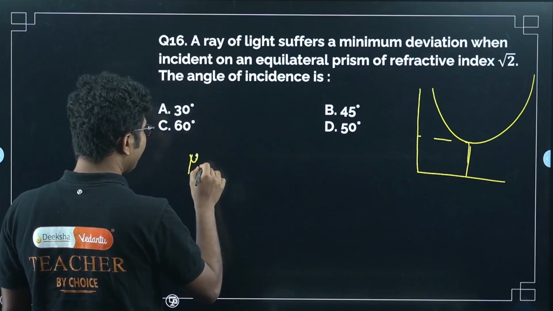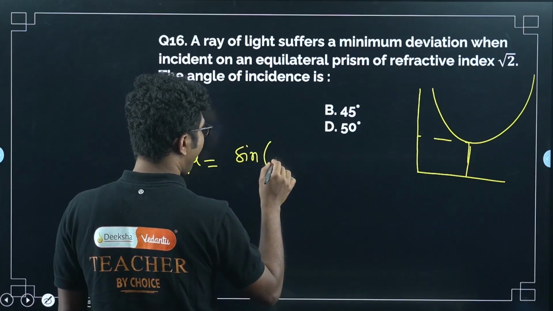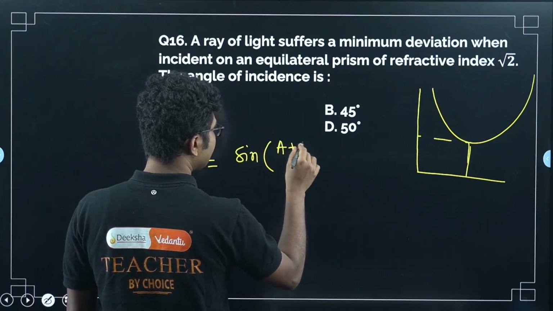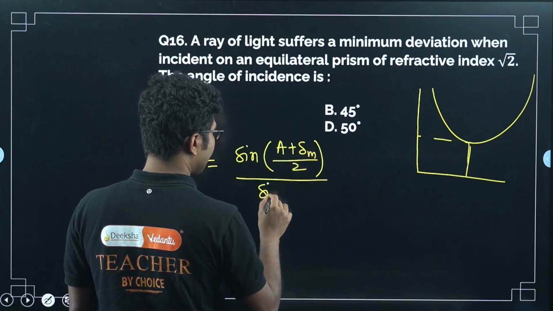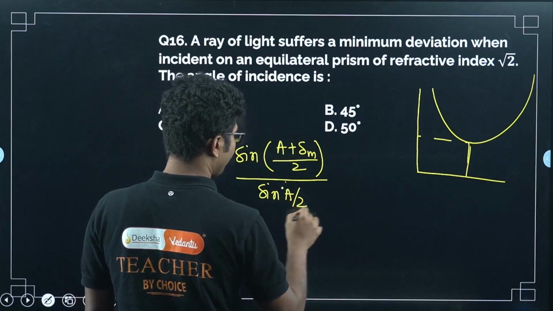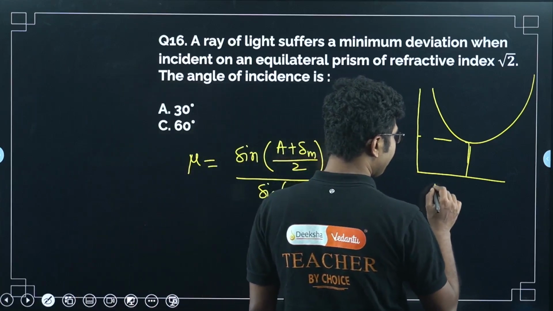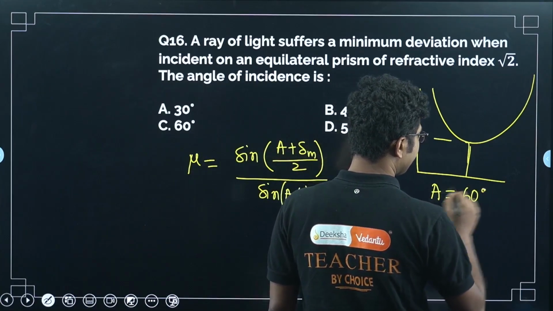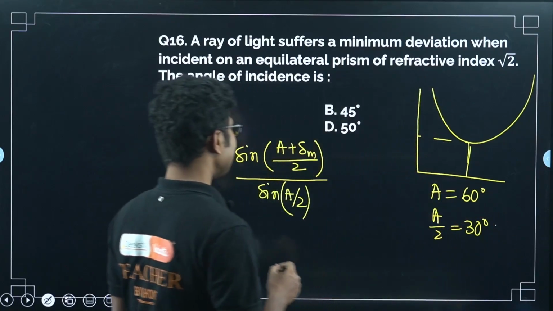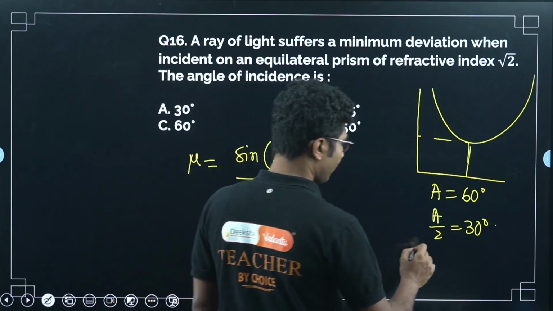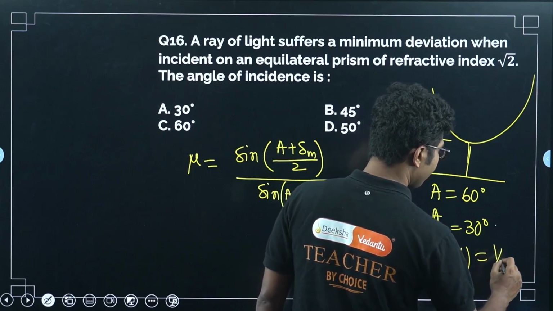Now, we know that mu equals sine of (A plus delta minimum) by 2 divided by sine A by 2, right? Now, it is an equilateral prism. Equilateral prism means A should be equal to 60 degrees. So, A by 2 should be equal to 30 degrees. So, what is the value of sine A by 2? Sine A by 2 should be equal to half, right?